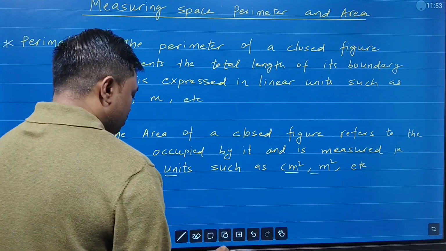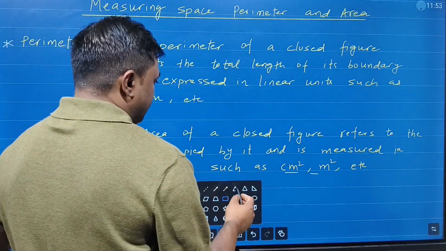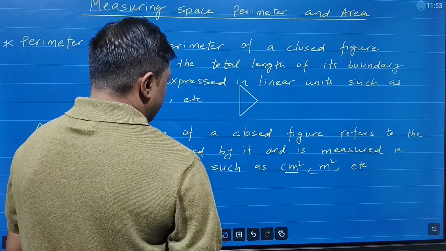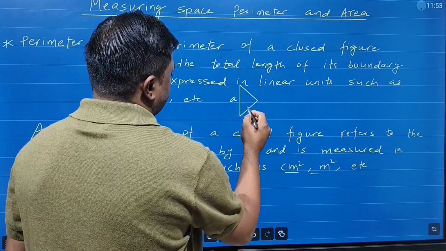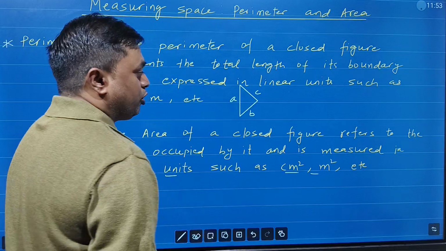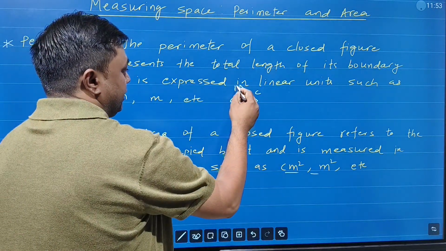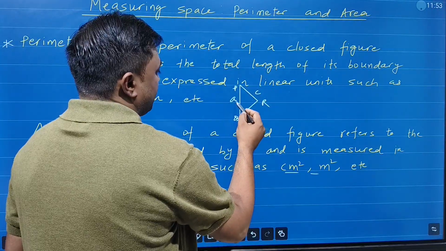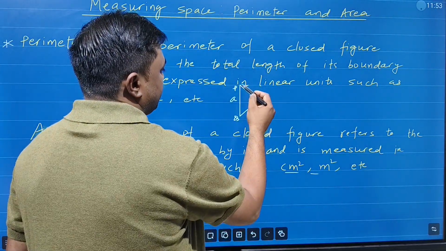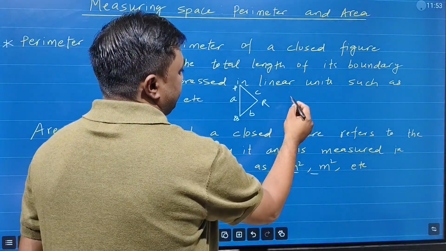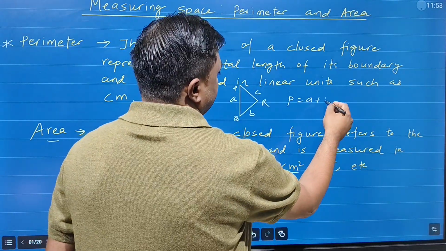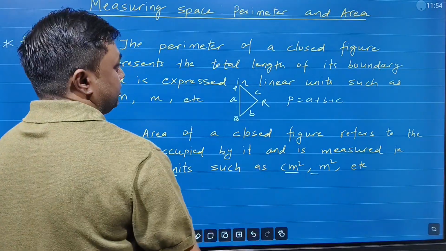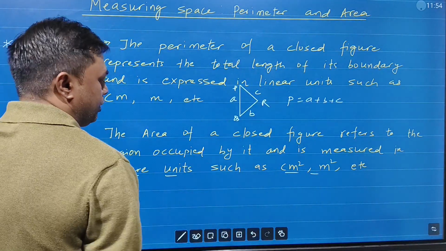Okay. So, for example, let's take a triangle whose sides are, let's say, A, B, and C. Let's say the triangle's name is PQR. So PQ is A, length QR is B, and PR is C. So what is the perimeter? Perimeter is nothing but A plus B plus C. Right, clear? So the total length of its boundary is called the perimeter.